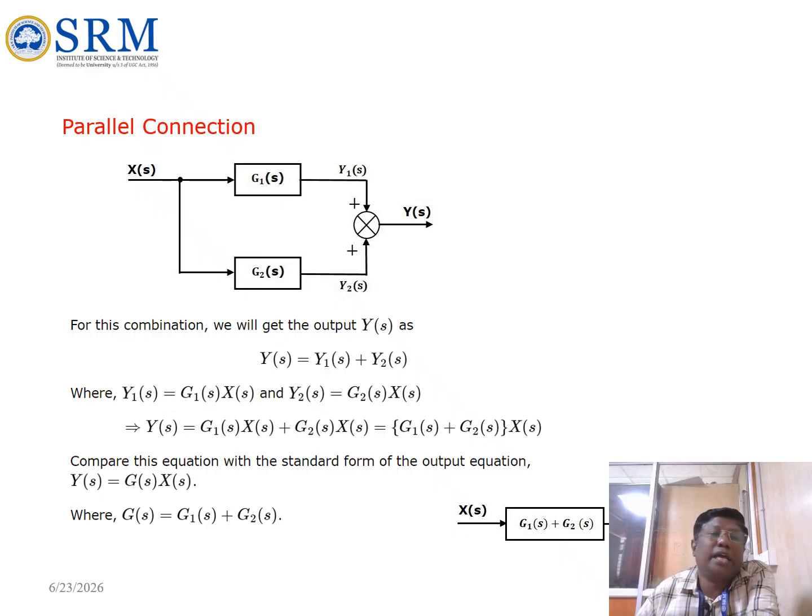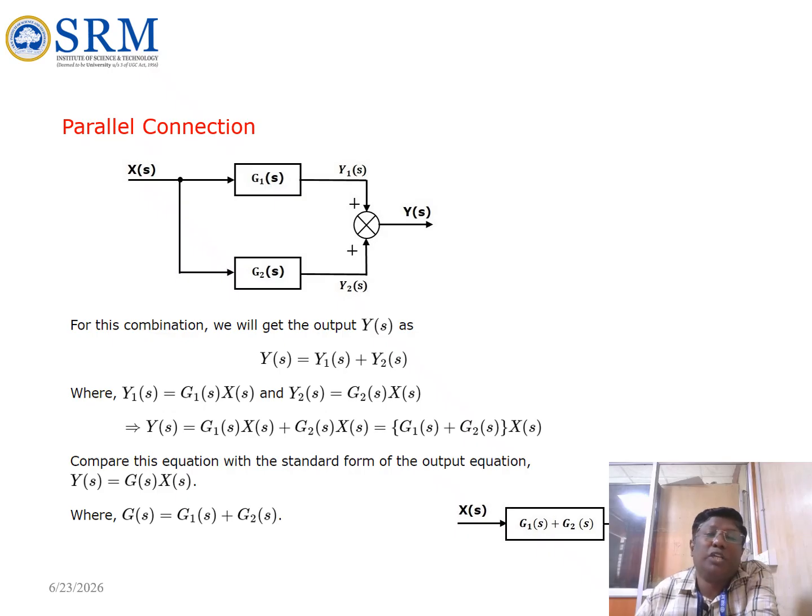Now we'll look at the parallel connection. So now we are having two blocks, G1 of s and G2 of s. We are getting the input signal here. It is split into two. The output from the blocks is Y1 of s and Y2 of s. These two are summed up here, and we are getting the final output as Y of s.